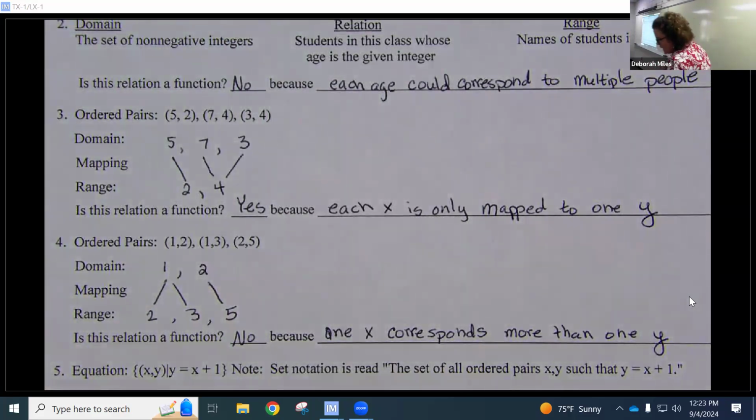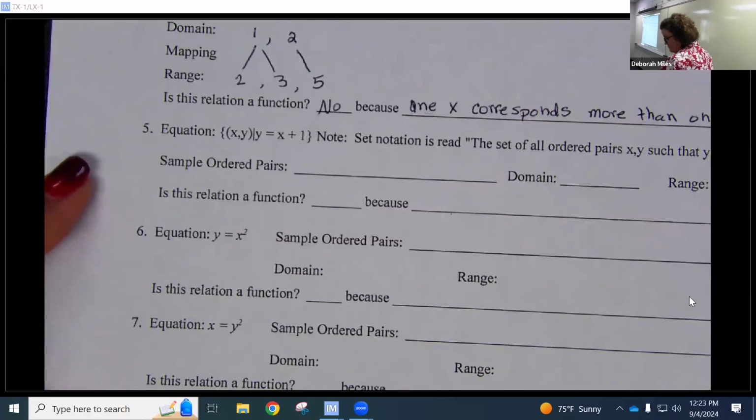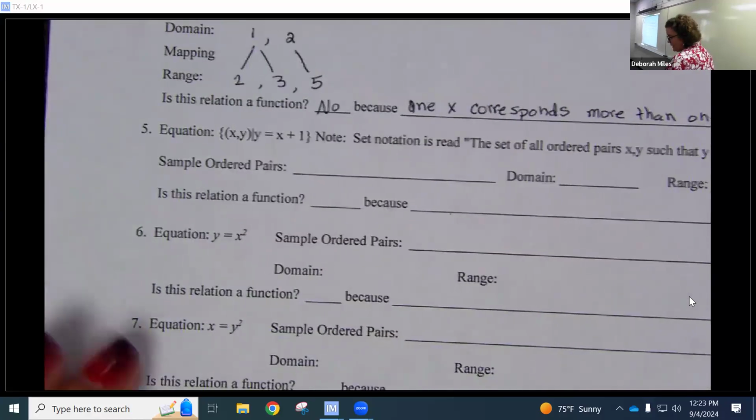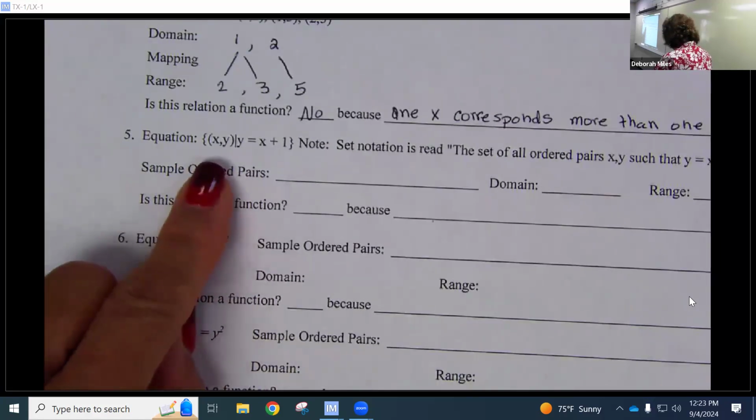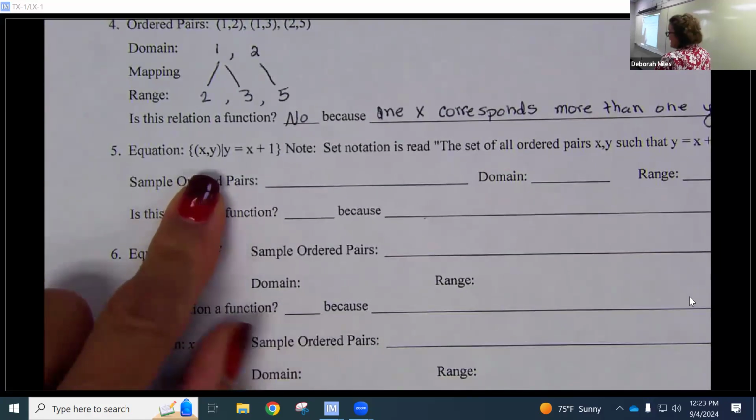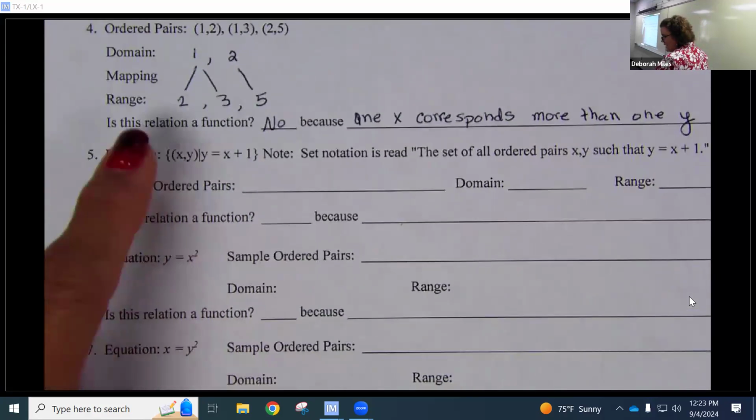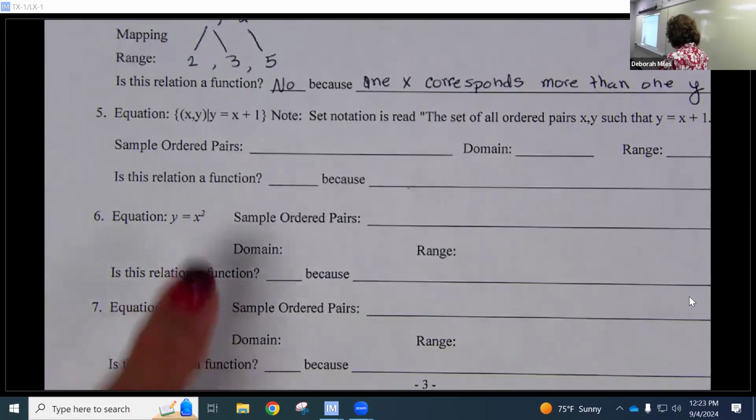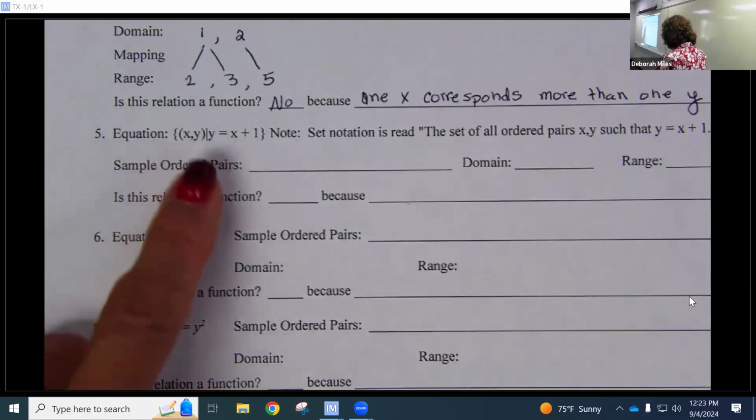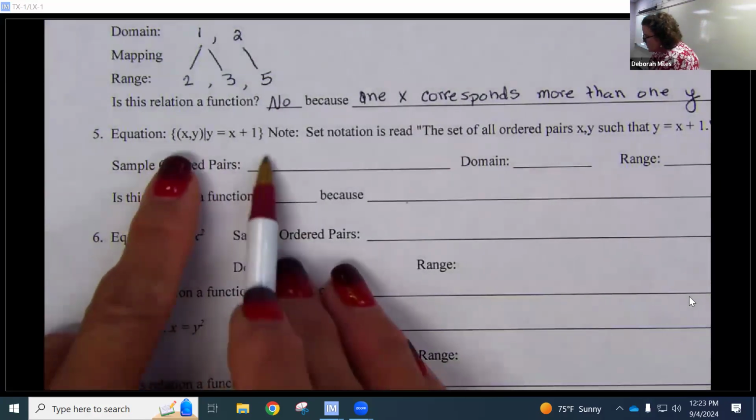Okay. Another way to describe relations is with equations. The next 3 examples, we have equations. And number 5, I want you to be able to read that notation because we're going to see it again. I didn't use that notation in number 6 and 7. I just wrote the equation. But in number 5, you read this notation.